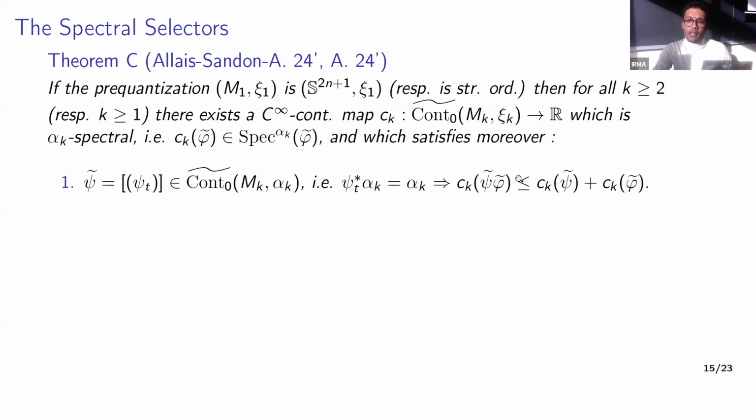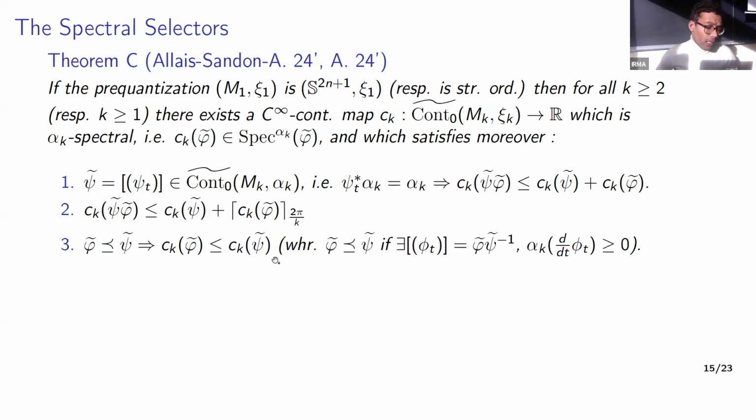So C of psi~ phi~ is less than or equal to C of psi~ plus C of phi~. If you ask your contact isotopy to be just a normal isotopy of contactomorphisms, preserving just the contact distribution, then you still have a triangle inequality, but with a 2 pi over k integer part. Then it's compatible with the order. I didn't say what the order is, but one way of thinking about it is that phi~ is less than psi~ if you can find an isotopy connecting phi~ to psi~ such that if you contract the speed of this isotopy with alpha, you get something non-negative. In other words, you can find a Hamiltonian function for phi~ which is less than a Hamiltonian function that generates psi~. And so if you have phi~ less than psi~, then C of phi will be less than C of psi.